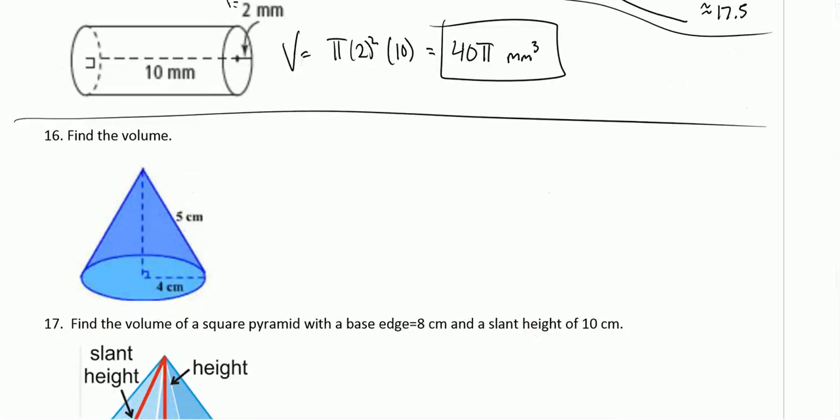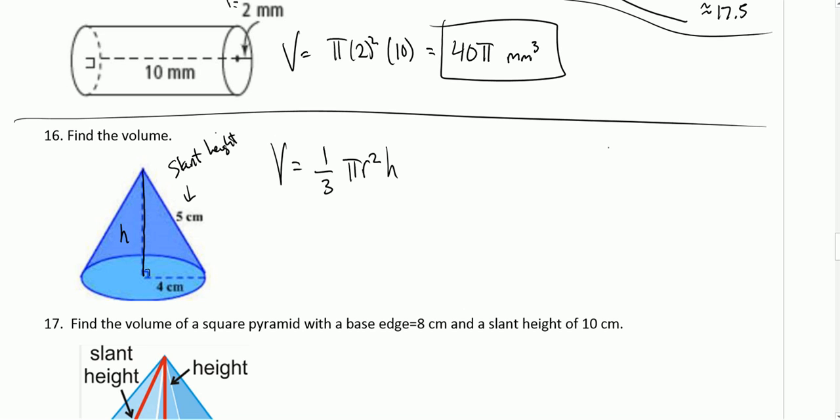16, we have a cone. The volume of a cone is 1/3 the area of the base, so pi r squared times the height, h. Be careful here, 5 is not your height. 5 is called the slant height. The height of the cone has got to be perpendicular to the base. So that's this piece that I traced over, and you've got a right triangle.